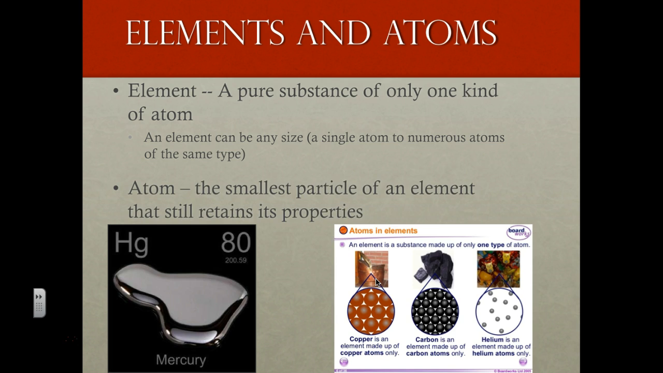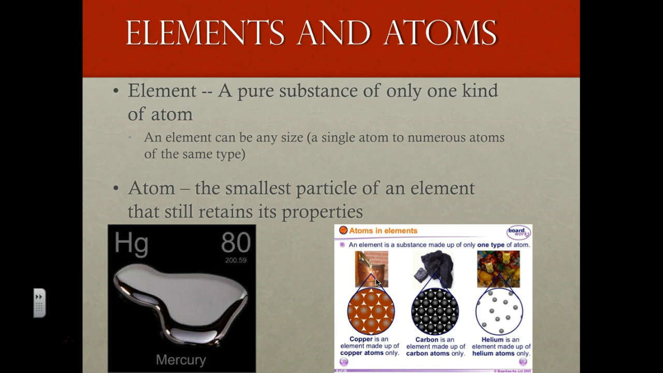Now, I kept using the word atom. What's an atom? An atom is the smallest particle of an element that still retains its properties. So, there are things smaller than atoms, such as protons, neutrons, and electrons. And there's things smaller than those.